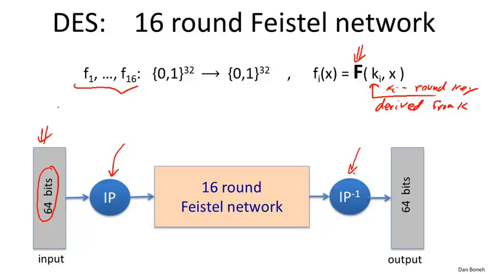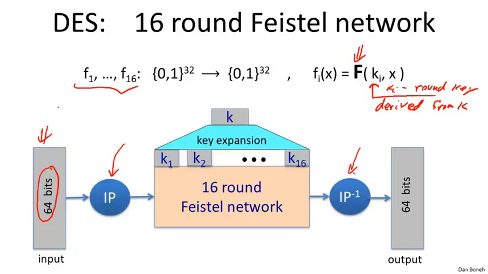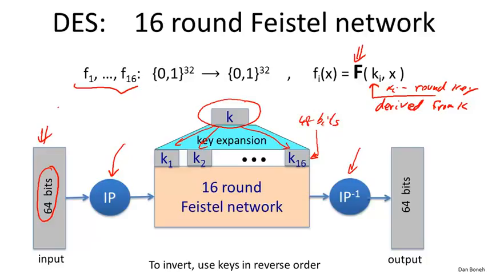Okay, now as we said, there's a key expansion step, which I'm not going to describe. But basically this 56-bit DES key is expanded into round keys, where each round key is 48 bits. So we have 16 48-bit round keys, and they're used in the 16 rounds of DES. And when you want to invert the cipher, all you do is use these 16 round keys in reverse order.